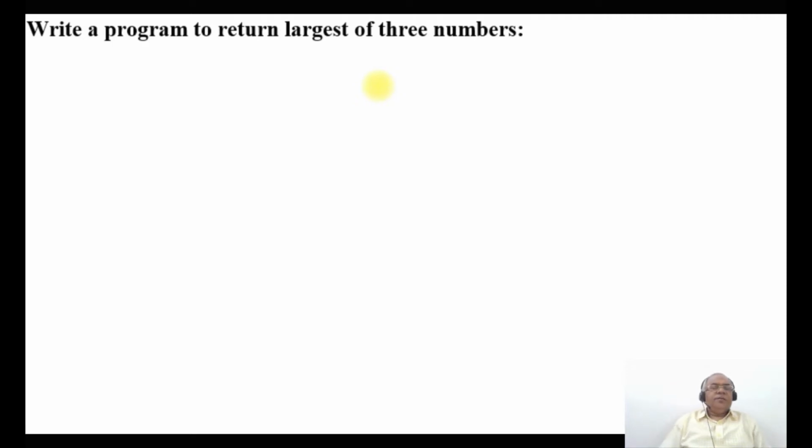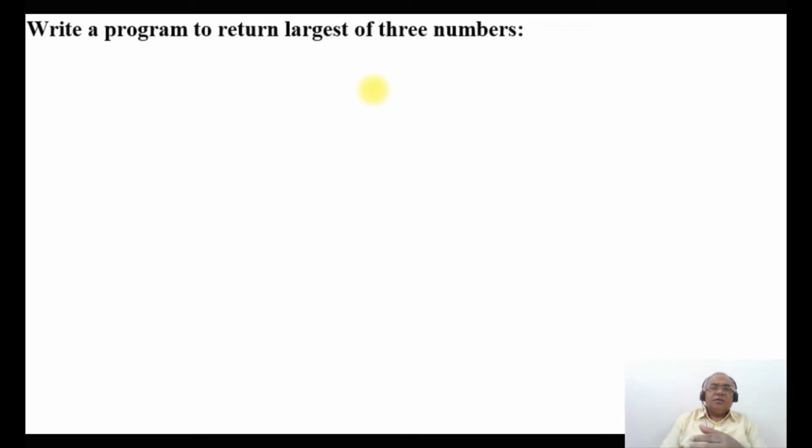Now, in this video, we are going to take up one more program: how to write a program to return the largest of three numbers. So what does it mean? If I give the three numbers, say for example, 10, 20 and 30, which is the largest of these three numbers? The largest of three numbers is 30.